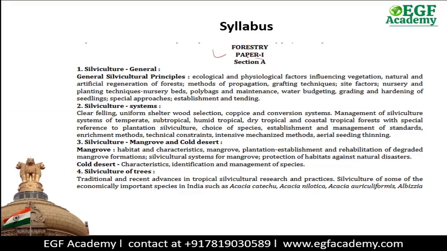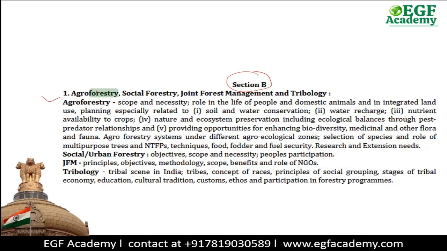So, it has paper 1, it's section A. The first unit is silviculture. It has general silviculture principles. Unit number 2 is silviculture systems. Then silviculture, it has mangrove and cold desert, very important. Then silviculture of trees. Then section B, it has agroforestry, social forestry, joint forest management, and tribology.